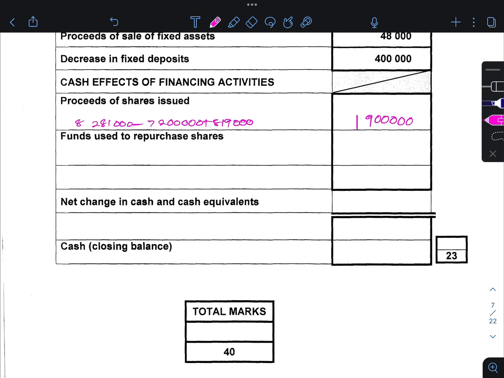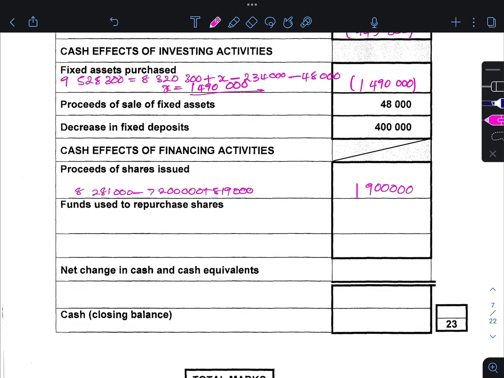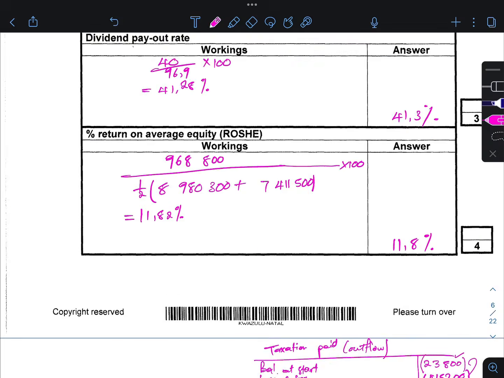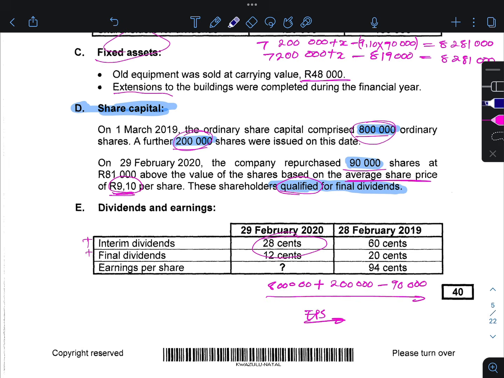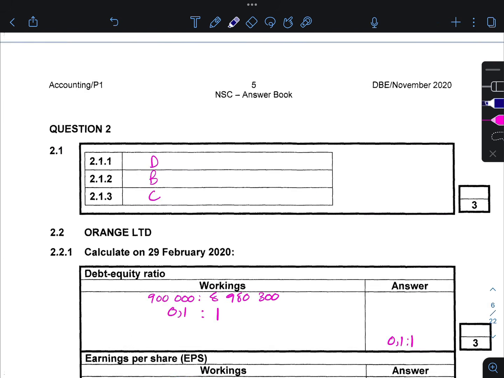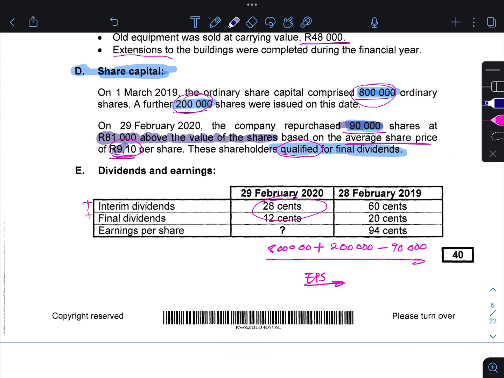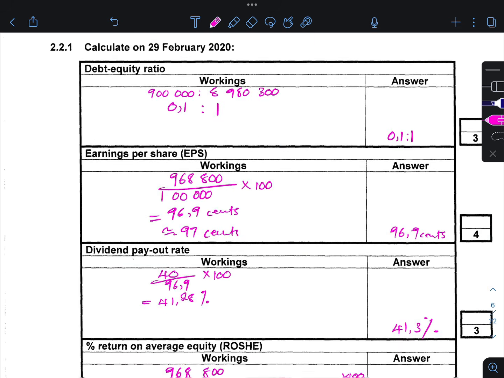And then now your funds used to repurchase shares. What did we use to repurchase shares? Let's see what they're telling us. It says, on the 29th of Feb 2020, the company repurchased 90,000 shares at 81,000 above the value of the shares, based on the average share price of 910 cents per share. These shareholders qualified for final dividends. So the average share price is 910 cents. So we use that amount.